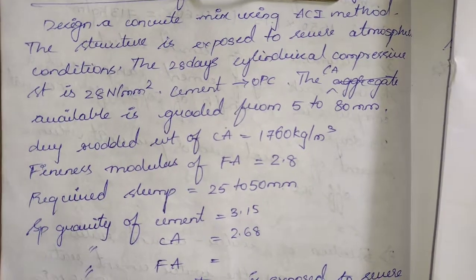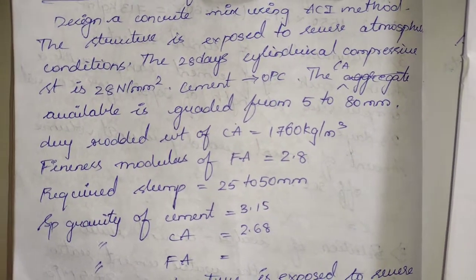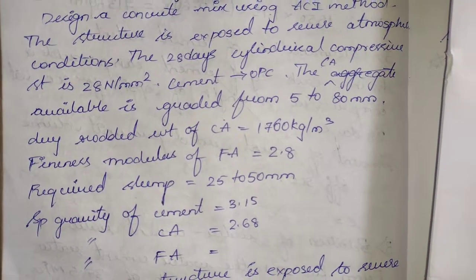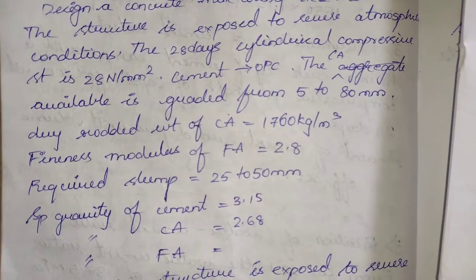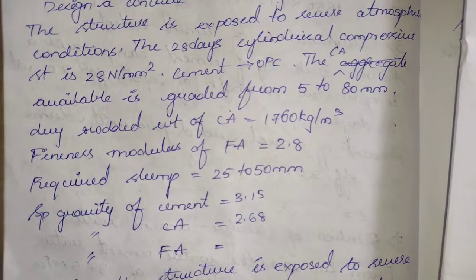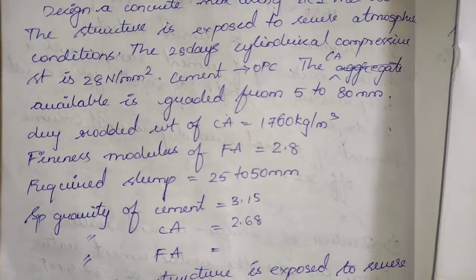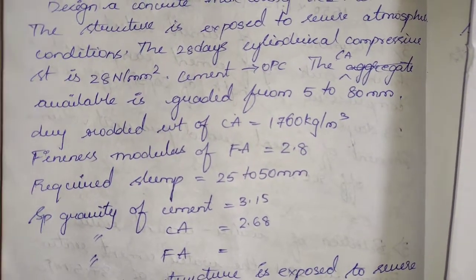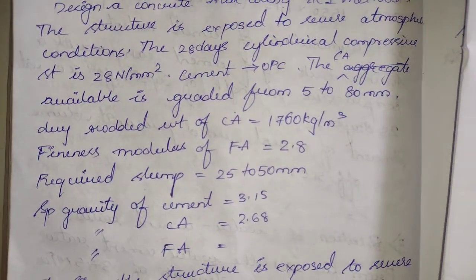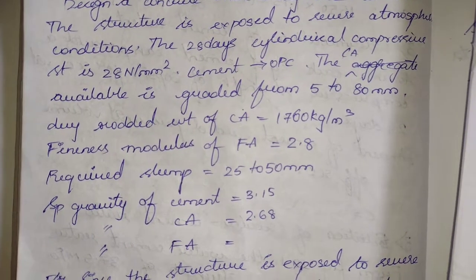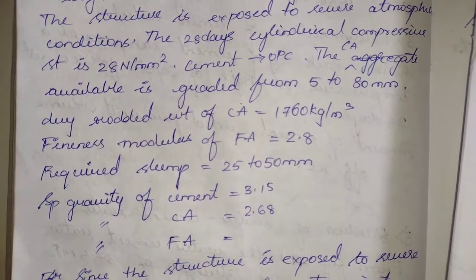The 28 days cylindrical compressive strength is 28 Newton per mm square. The cement we have to use is OPC, that is ordinary Portland cement. The coarse aggregate available is graded from 5 to 80 mm, that is, the maximum size of aggregate is 80 mm. We are also given the dry rodded weight of the coarse aggregate, that is 1760 kg per meter cube, and the fineness modulus of fine aggregate is 2.8.